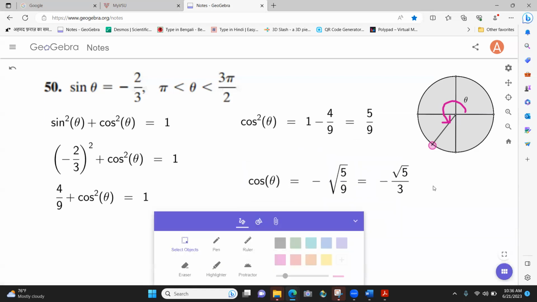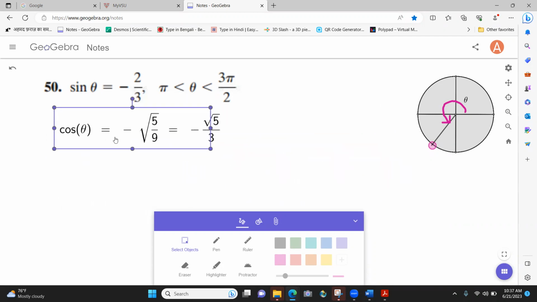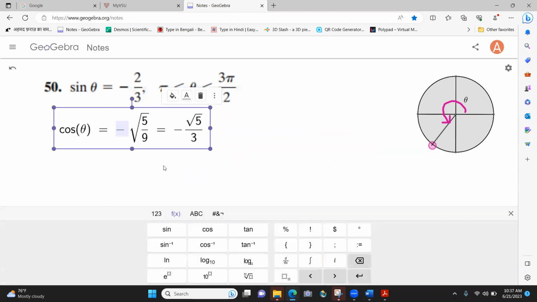All right. Now I have cosine, I have sine. I have the signs right. I'm ready to answer all the rest of the questions. And I'm going to delete these guys. This is important. I'm going to save it here.